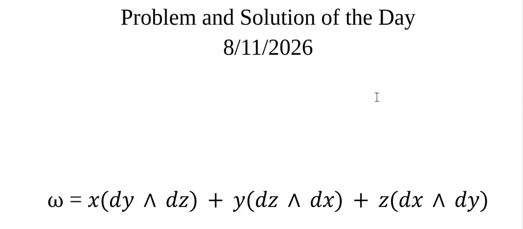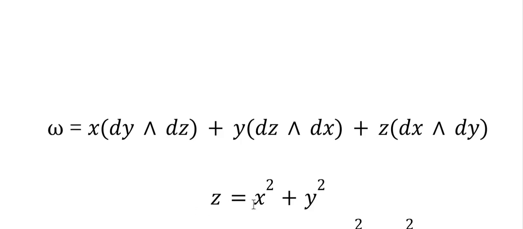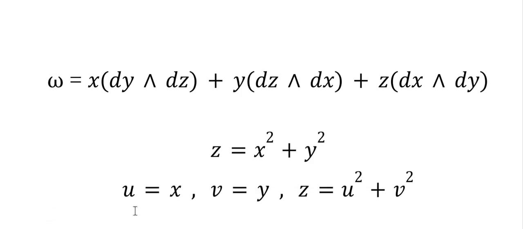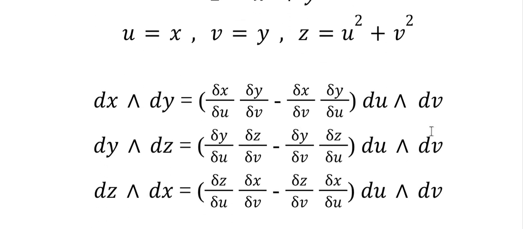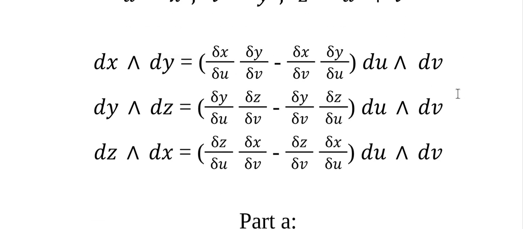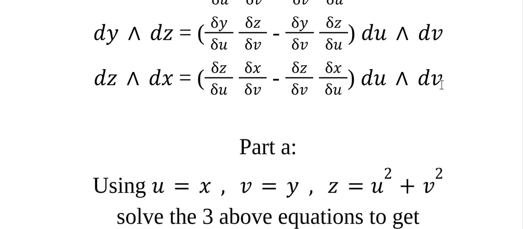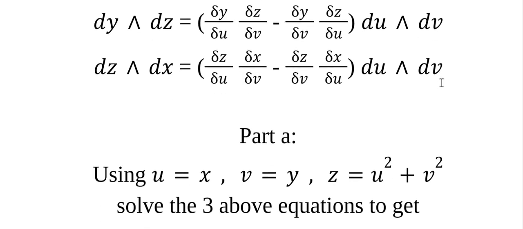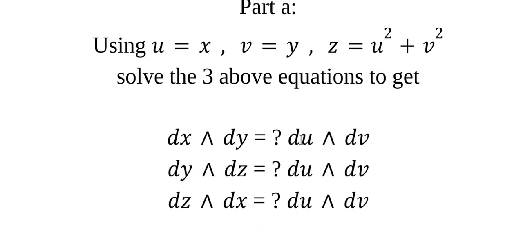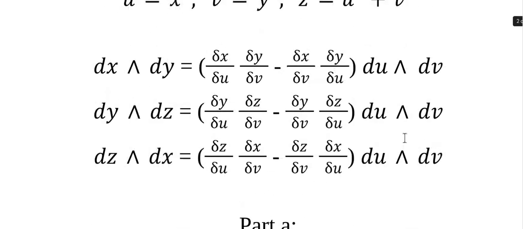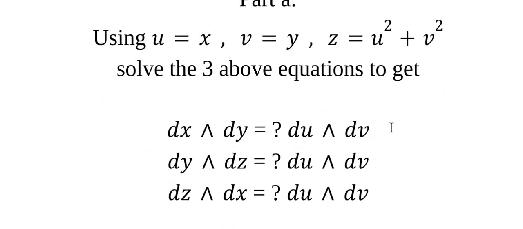Okay, a brief review. We found our two form. We have our Riemannian manifold, and it's been parameterized like this. We found our wedge products, okay? Now, we still have these unsolved, so we need to solve these products. That's what part A is. Solve the above three equations using these parameters to get, on this side of the equal sign, everything in U's and V's.